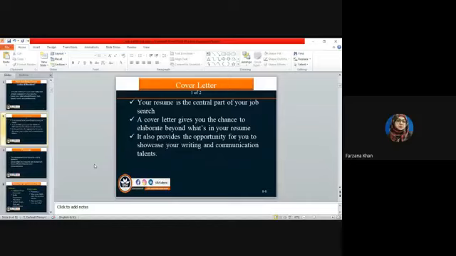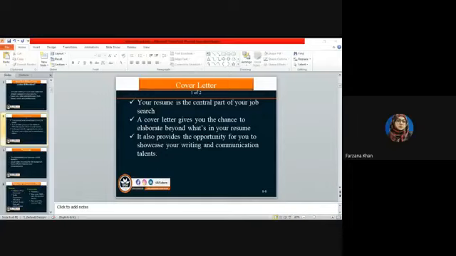So cover letter, what question arises that what is cover letter? Usually people prefer just to prepare the resume and send for the purpose of job. So, what is basically cover letter? As I have already told you, that cover letter is also called job application letter, which accompany your resume.